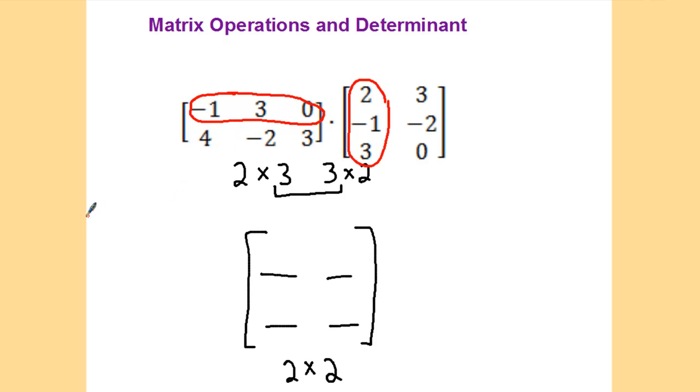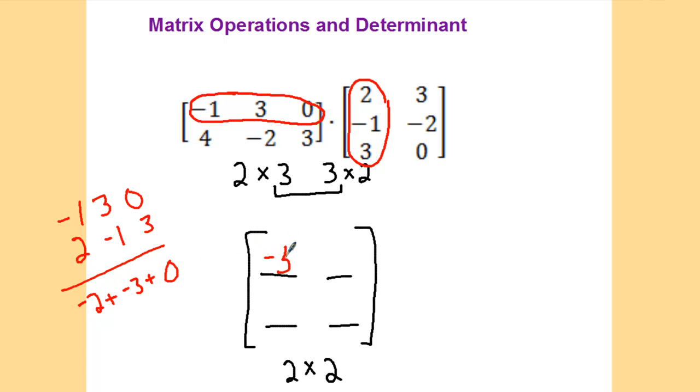And if it helps, off to the side, you can always write down the row and underneath that put the corresponding values of the column. And they will always match up, because again, these numbers have to be the same. So what I'm going to do is multiply. We get -2 plus 3 times -1 is -3 plus 0. This entry right here is -5.